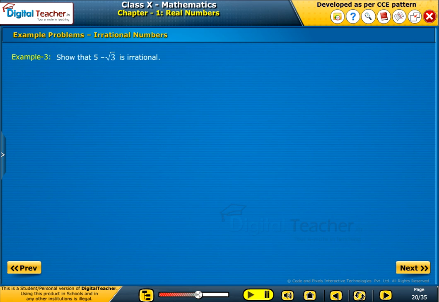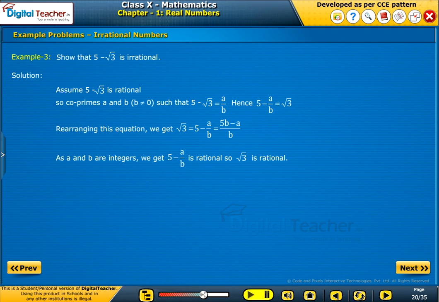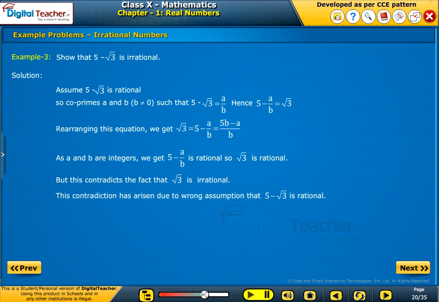Example. Show that 5 minus root 3 is irrational. Solution. Assume the given one is rational. So by the above statement, co-primes a and b not equals to 0 can be found such that, hence, rearranging the equation, as a and b are integers, we get. But this contradicts the fact that root 3 is irrational. This contradiction has arisen due to the wrong assumption that 5 minus root 3 is rational. Hence we conclude that 5 minus root 3 is irrational.